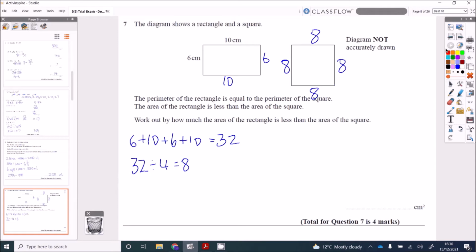Now to work out the area of both the square or a rectangle, it's just base times height. So for the rectangle, 10 times 6 is 60. And for the square, 8 times 8 is 64. So work out by how much the area of the rectangle is less than the area of the square. Well, obviously that's 64, take away 60. So it is 4 centimetres squared less.